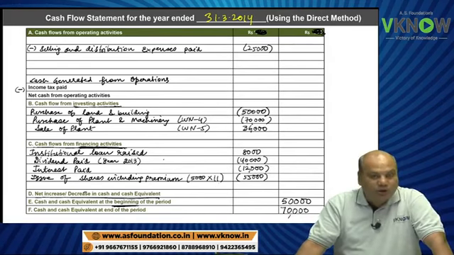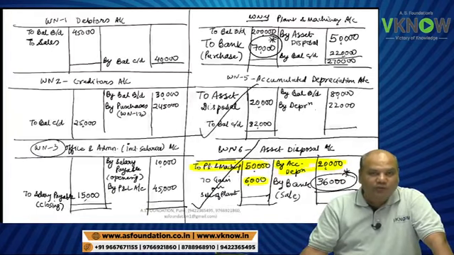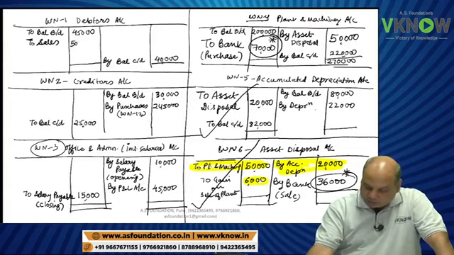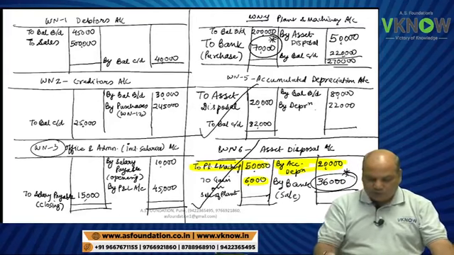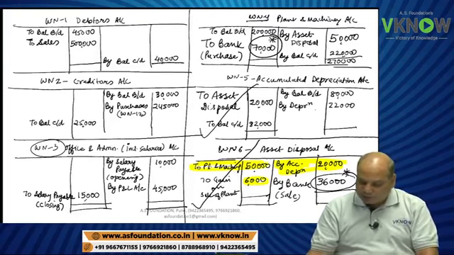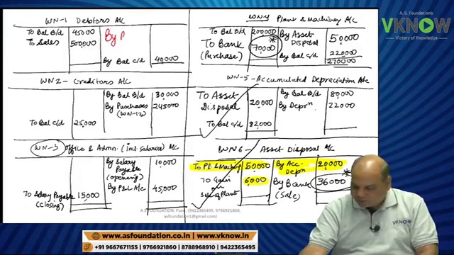Okay, so we have completed all adjustments. So those accounts which are open, find out the balancing figure and transfer to respective places. Like for example, this debtor account: to balance brought down 45,000, by balance carried down 40,000, and there is also sales. So the missing figure would be by bank collection. Tell me the answer and keep the answer ready for creditor also, expense also.